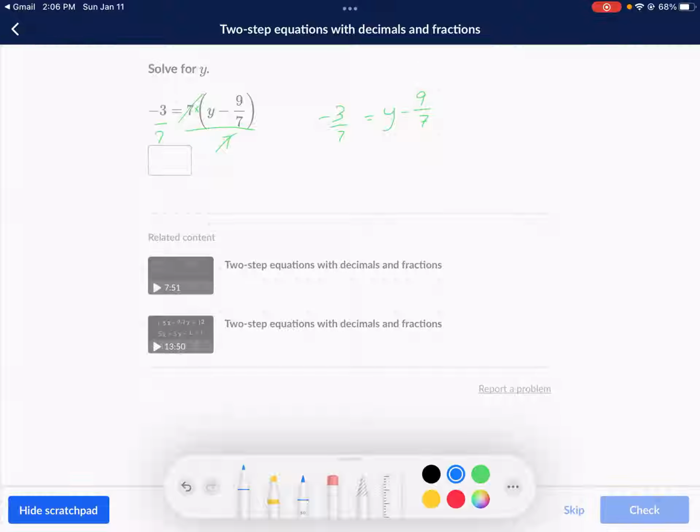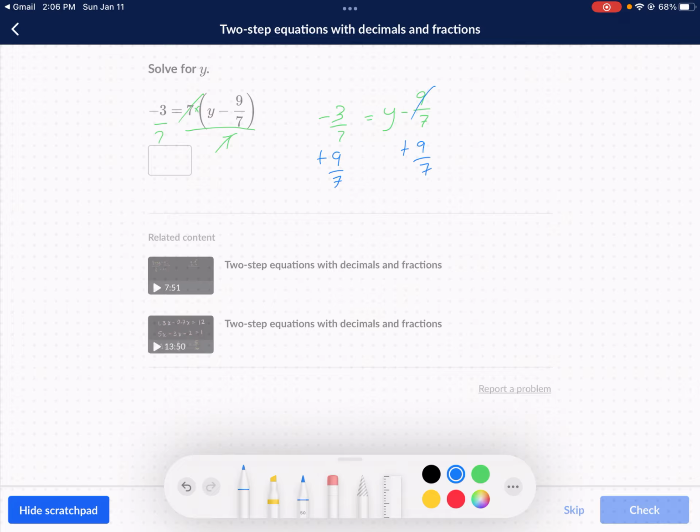I need to do the opposite of minus 9 over 7, which is add 9 over 7 to both sides. That will undo that. I'll have y by myself. That was the whole goal. I have y on its own on the right side. And now I have 9 over 7 minus 3 over 7. Okay, that's the same thing as negative 3 over 7 plus 9 over 7. That equals 6 over 7.